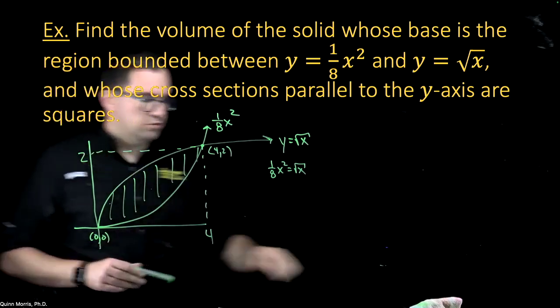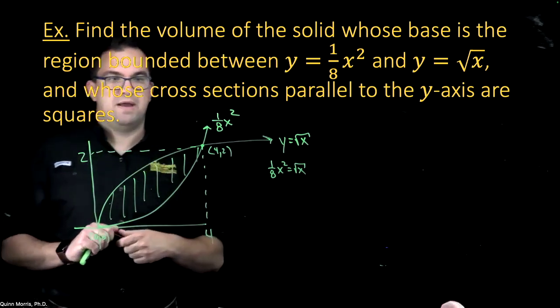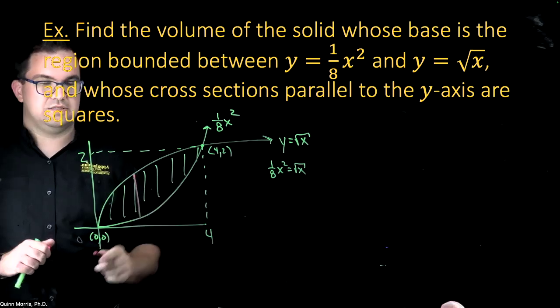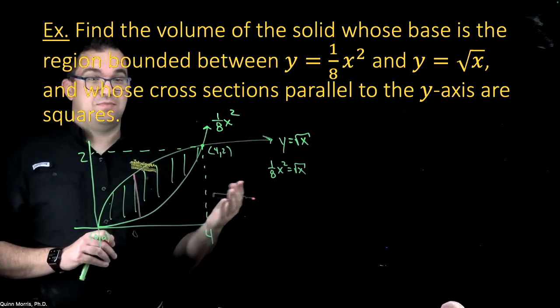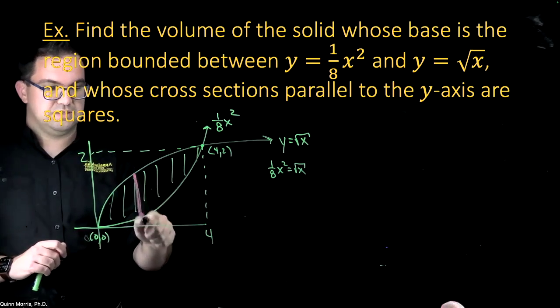Now, in terms of cross sections, we're told that our cross sections are parallel to the y-axis, so that's cross sections in this direction. Notice it would be the same if I said perpendicular to the x-axis. So there's two ways to say the same thing.